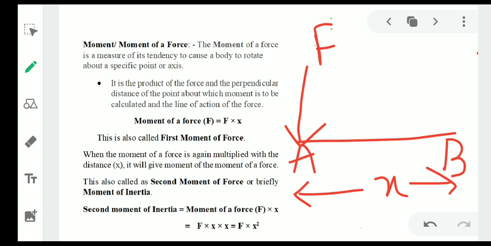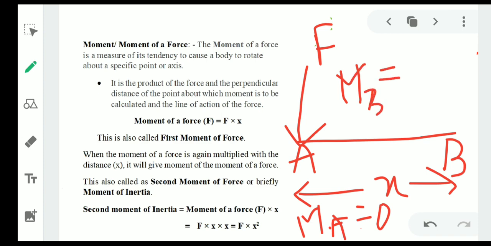When we calculate the moment at point A, that is MA, it will equal 0, because the force itself is acting at point A. So the distance will be 0, and the total moment will be 0 at point A. But when we calculate the moment at point B, that is MB, the perpendicular distance between points A and B is x, and the magnitude of the force is F. So the moment of force F at point B, MB, equals what? F into x, as written here.